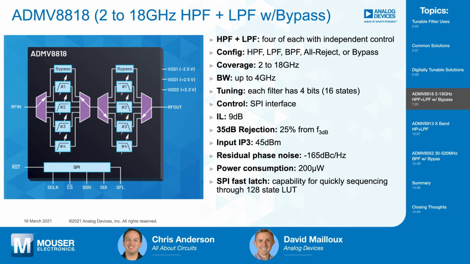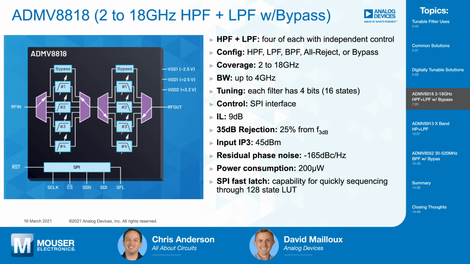The first product is the ADMV8818. It is a 2 gigahertz to 18 gigahertz high pass plus low pass filter, and it has an optional bypass mode. Effectively, we have 4 high pass filters and 4 low pass filters, and we can switch out or switch in any filter as needed. So we can create a high pass filter, or a low pass filter, or band pass, all reject, or direct bypass.